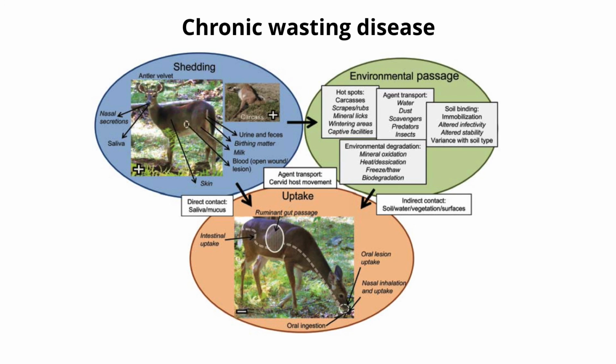These deer shed the TSEs in nasal secretions, saliva, it's on their skin, blood, milk, birthing matter, dead carcasses, and they can all infect another animal. For example, this deer is licking the grass that's been contaminated with another deer's TSEs. It can be ingested, and it will replicate in the animal. And this is how these TSEs are spreading throughout deer in the northern US.